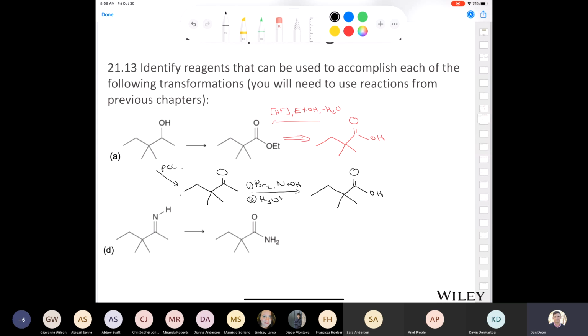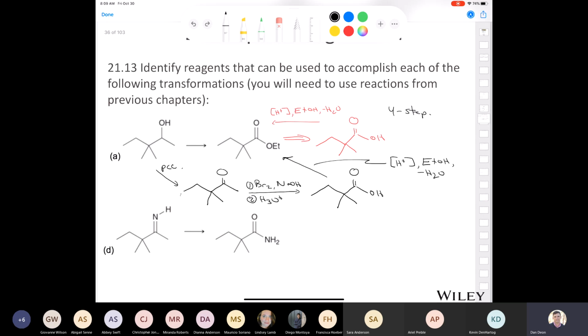And so then the last step is simply going to be the esterification step. So we're going to use our catalytic amount of acid, ethanol, and the removal of water. And so that problem is really just 1, 2, 3, 4 steps. It's a 4-step synthesis, and 2 of the steps go together in the haloform reaction.